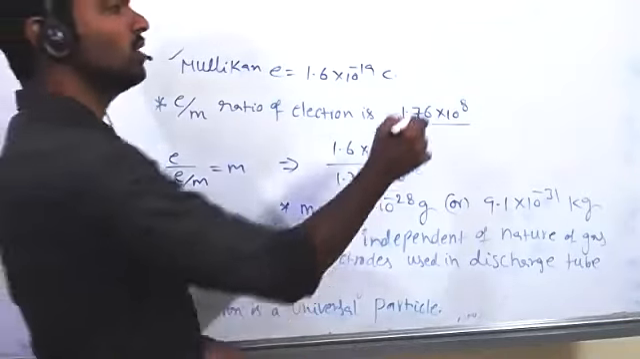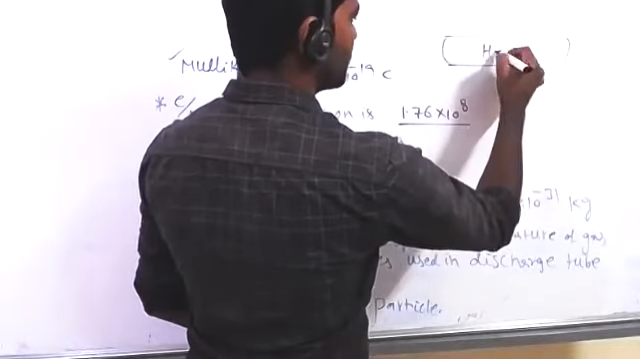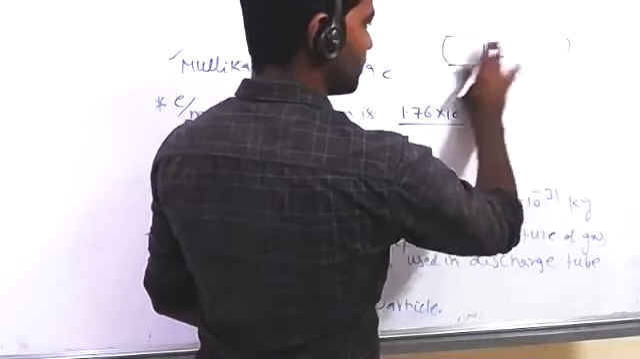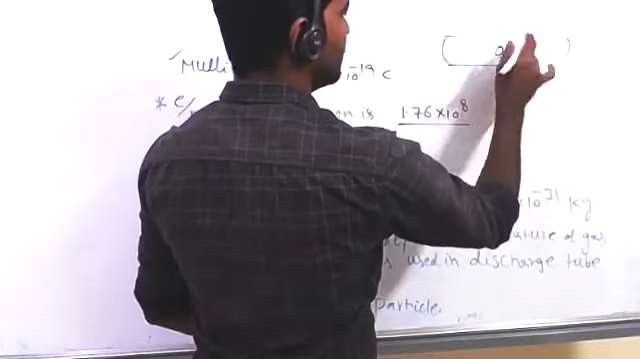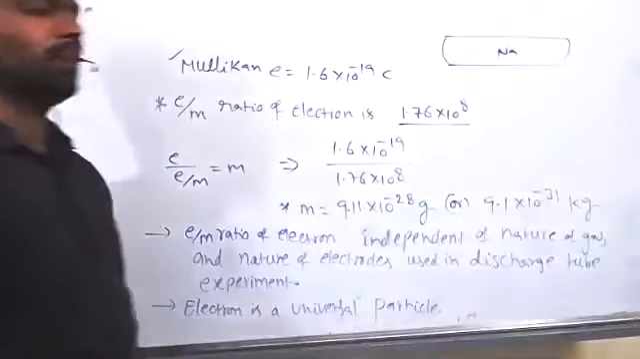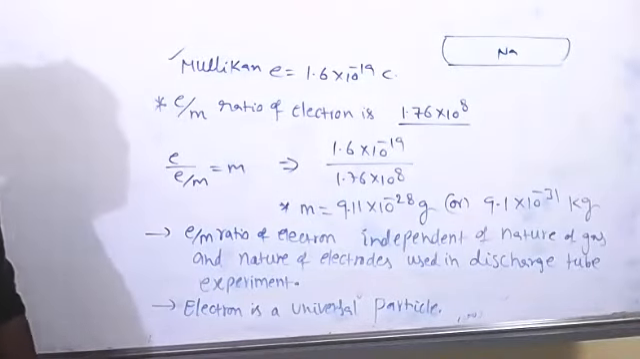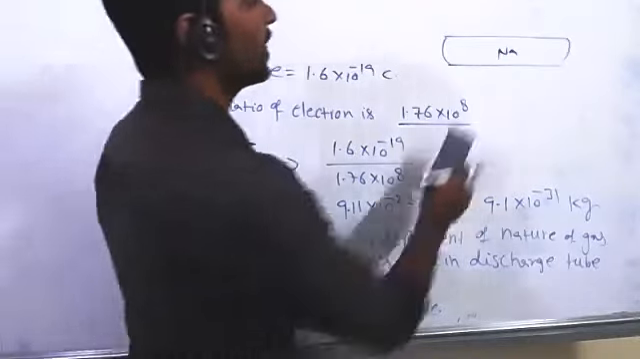In the discharge tube, suppose we take hydrogen gas, it gives the same e/m ratio. Suppose we take oxygen gas, also the same. Or take any metal, sodium, whatever we take, it gives the same e/m ratio value only. So here we need to understand what is the origin of cathode rays.